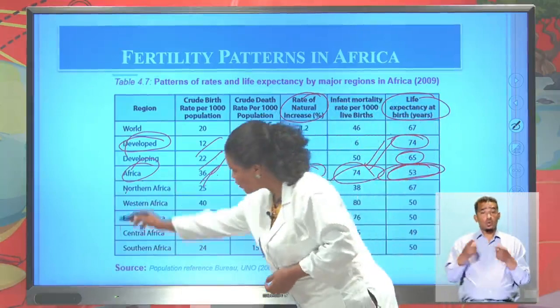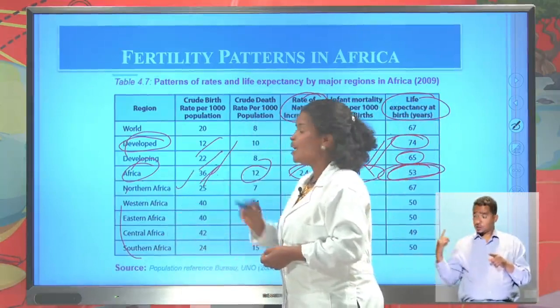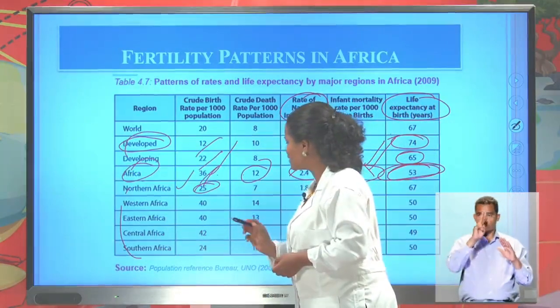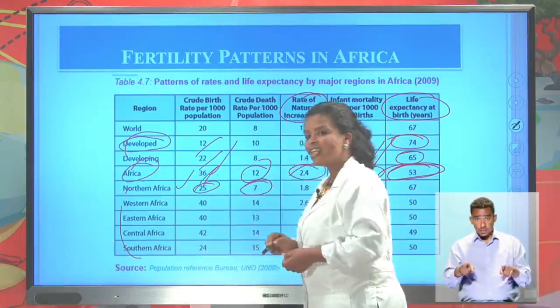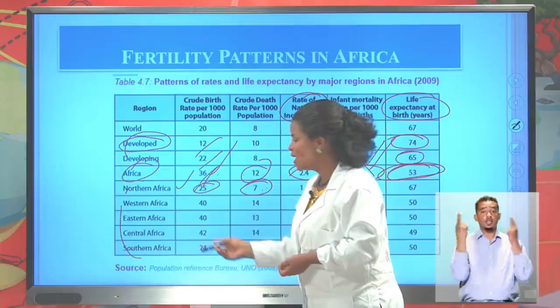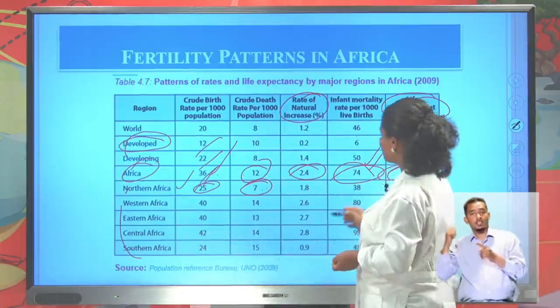When we see each region of Africa, in North Africa the fertility rate, or the crude birth rate, is 25 per 1,000, but the death rate is 7 per 1,000. North Africa has a low death rate. It shows that North Africa is well developed, depending on the above explanation, when we compare it to the other regions of Africa.